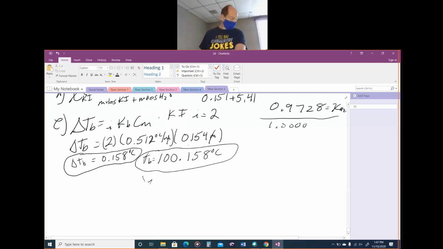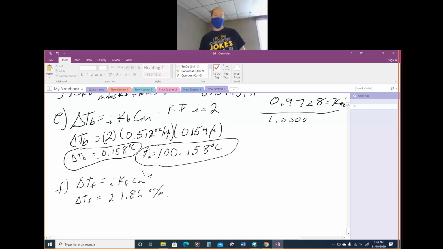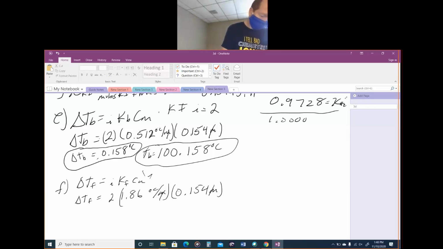All right. F is to calculate the freezing point. Delta T sub F is equal to i Kf C sub m. Everything's the same except this is the constant for freezing. So for delta T sub F, you have i, 2 ions in solution. Kf, you look it up, 1.86 degrees Celsius per molal. Molality was calculated in part C. It is 0.154 molal. When you multiply those together, you get 0.573.